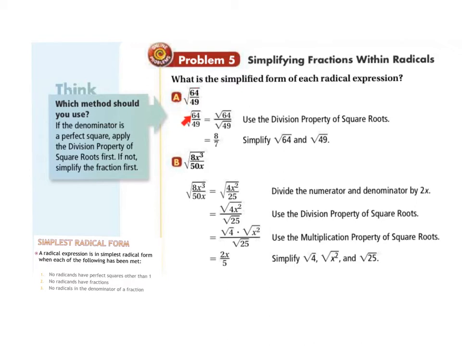So we can split it up. The division property, again, used sort of in reverse if you think about it that way. Square root of 64 over square root of 49. Square root of 64 is 8. Square root of 49 is 7. So 8/7 is the simplified form.